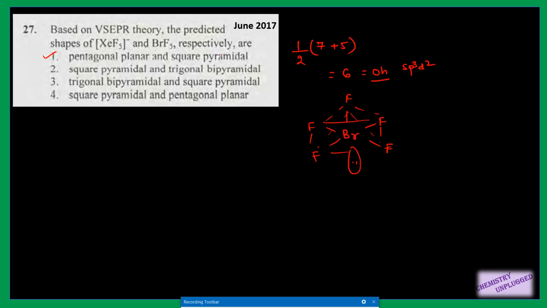So half of Br has 7 valence electrons plus 5 for monovalent atoms, so it will become 6. 6 means it should have octahedral geometry, sp3d2, right? But this Br has 7 valence electrons. 5 of these are used in sigma bond formation. One is left, which will be placed like this, right? So it will have a square pyramidal structure. So the first will be the correct answer.